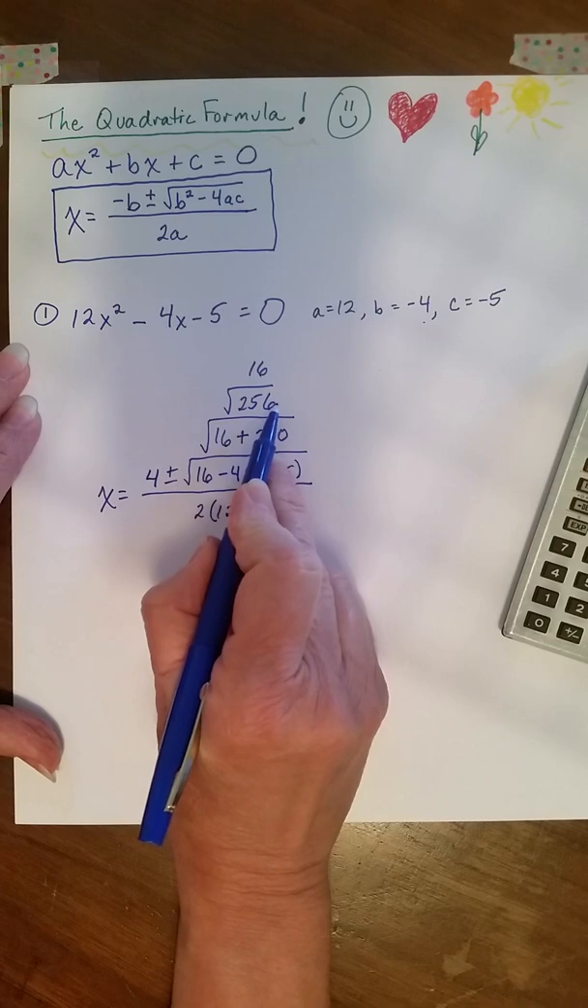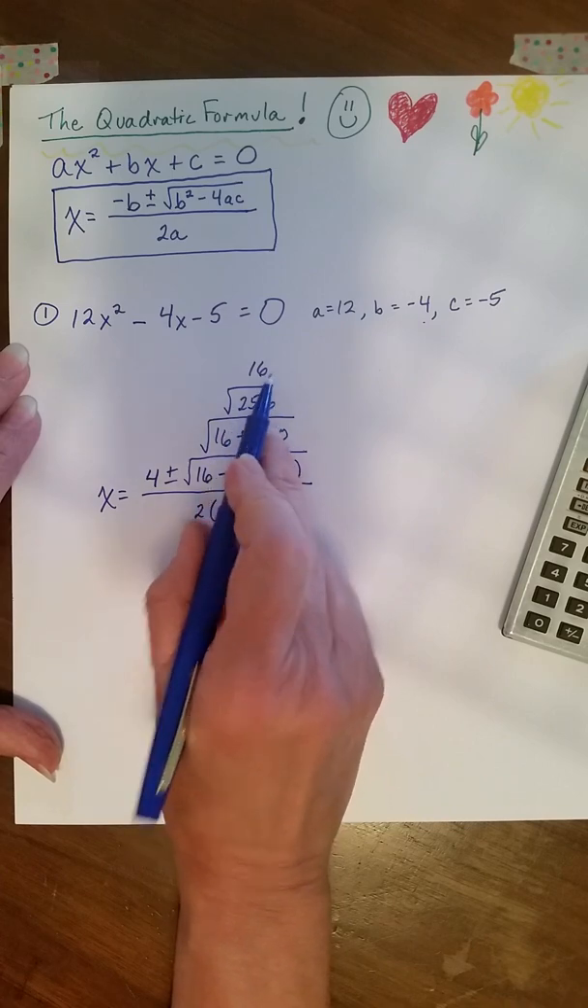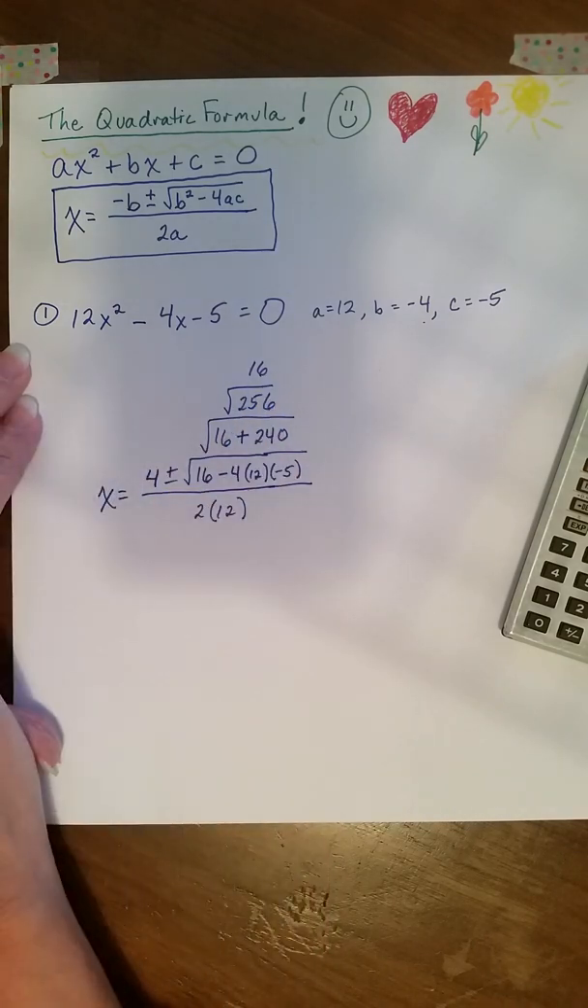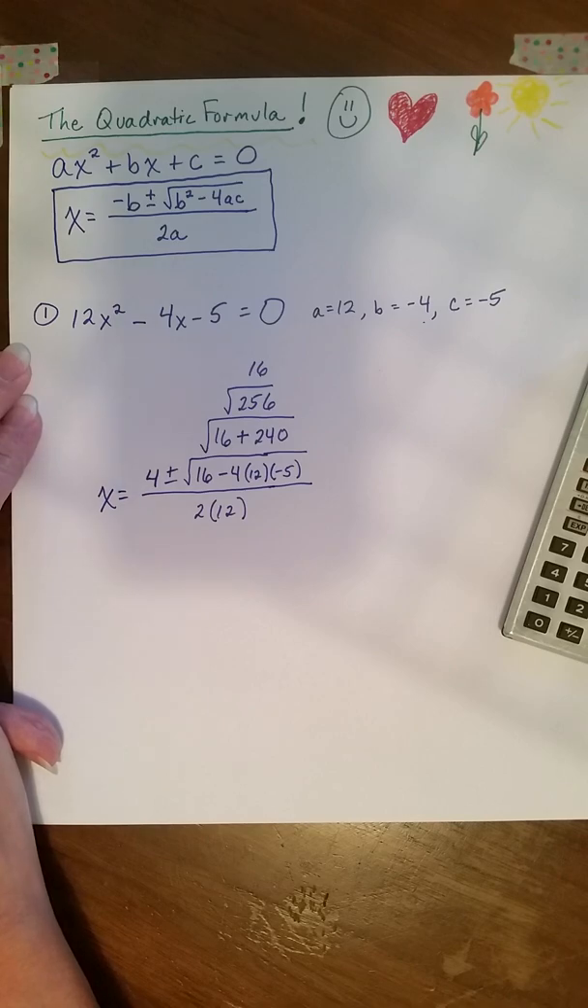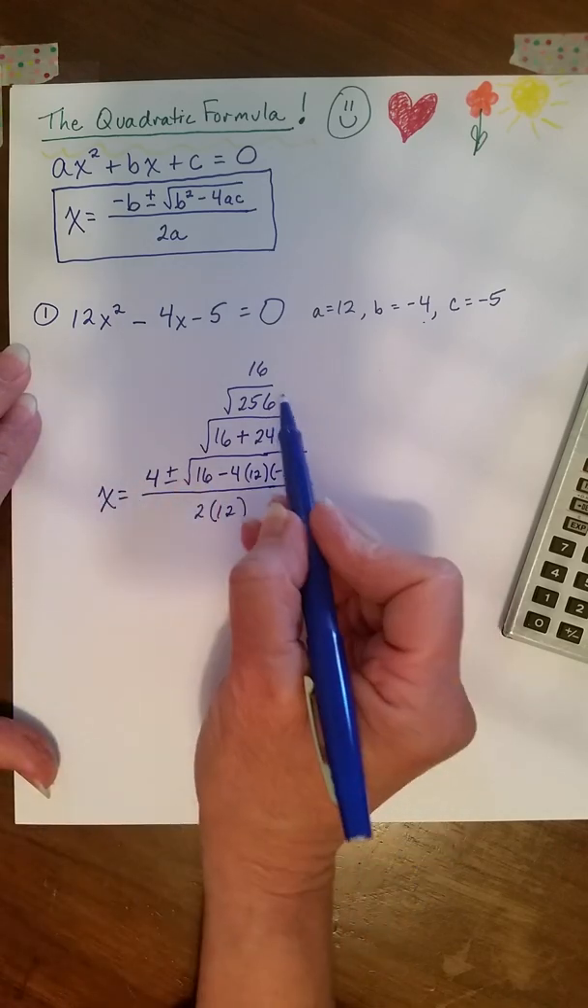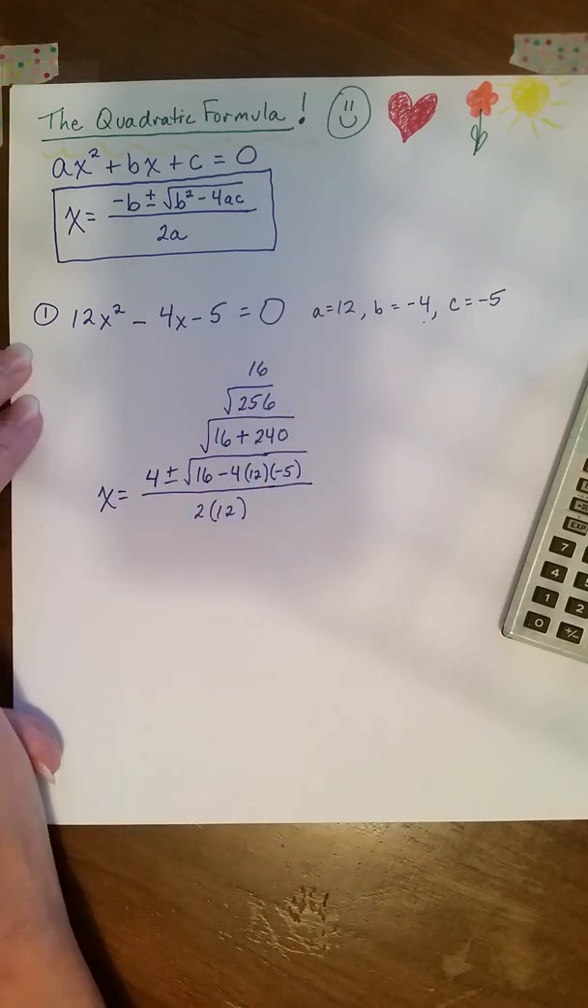Okay, 256 is a perfect square. The square root of 256 is 16. For all of the ones we're going to do today, they are going to be perfect squares. Tomorrow and Friday, we'll talk about what we're going to do if they're not perfect squares. But for today, this radical is going to be a perfect square.